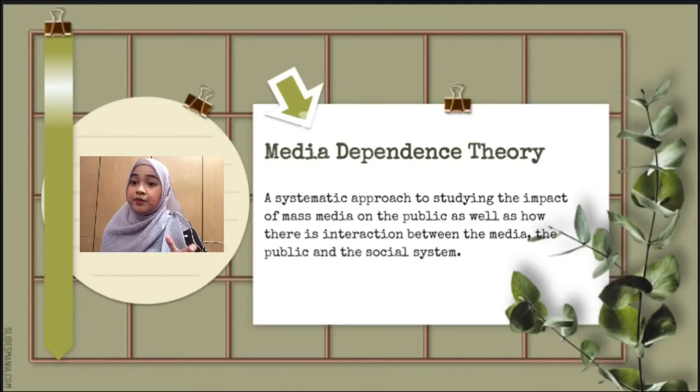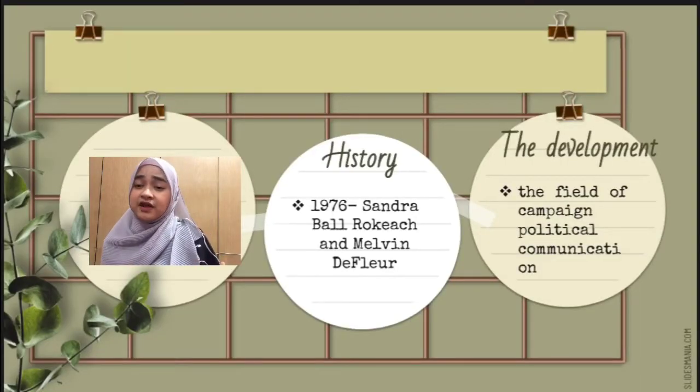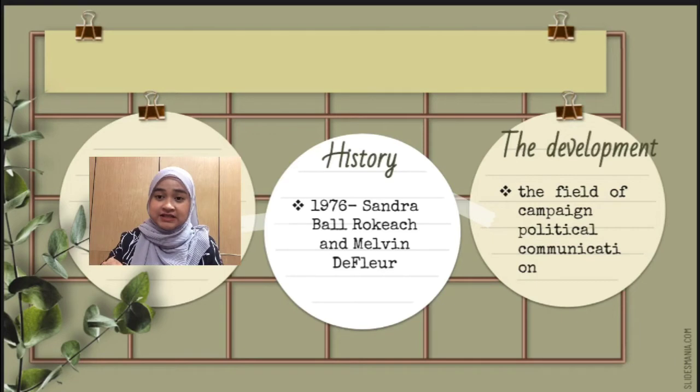For media dependence theory, a systematic approach to studying the impact of mass media on the public, as well as how there is interaction between the media, the public, and the social system, is the media dependence theory. Sandra Ball-Rokeach and Melvin DeFleur were American communication researchers who invented this theory in 1976.